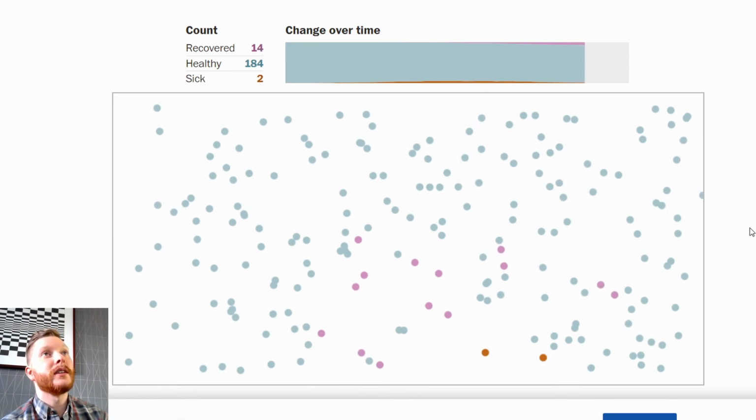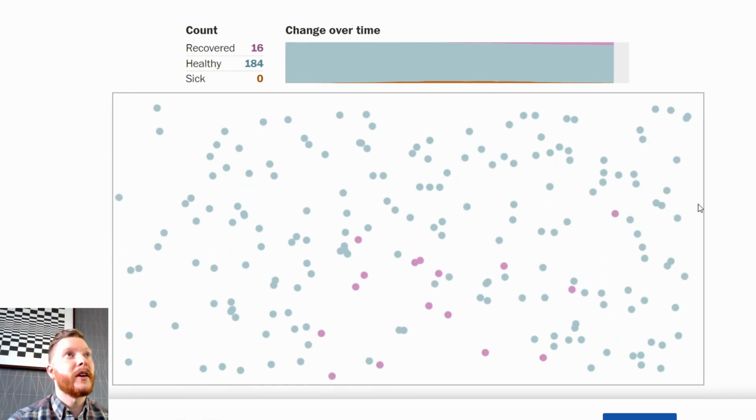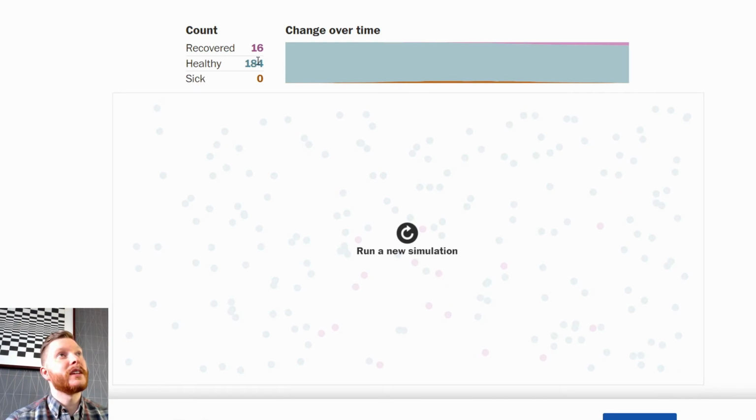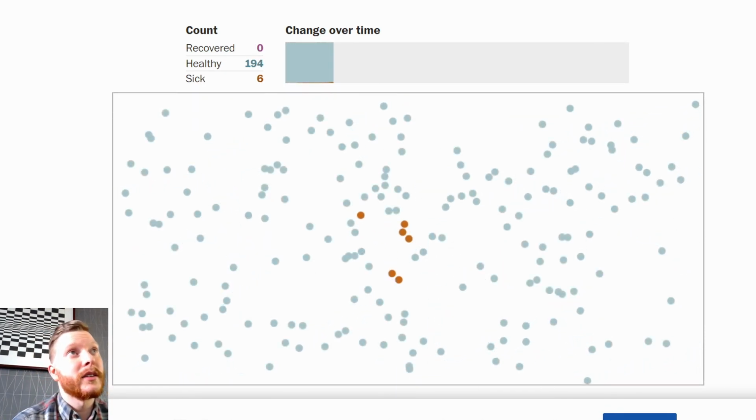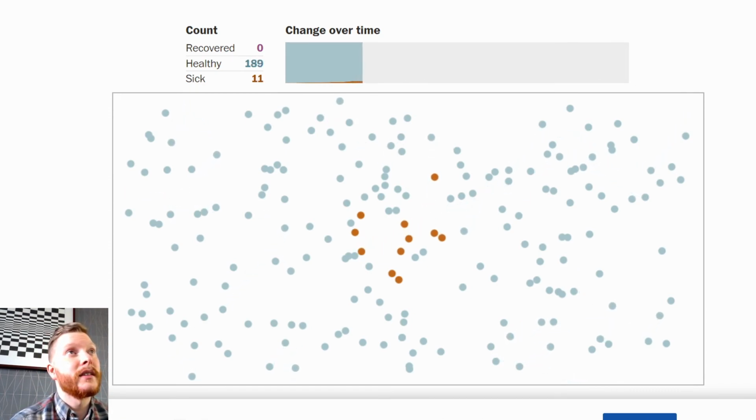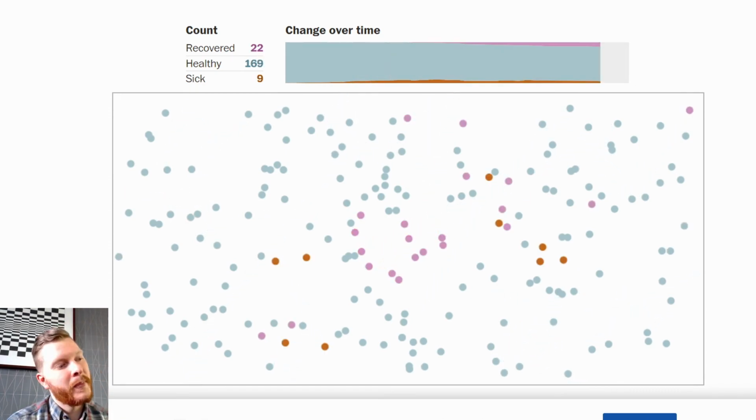So again, you can see this time around the simulation, very, very few people got sick. Most of them stayed healthy. So this is the idea. If you're able to keep it as low as possible, then this is the goal, right?